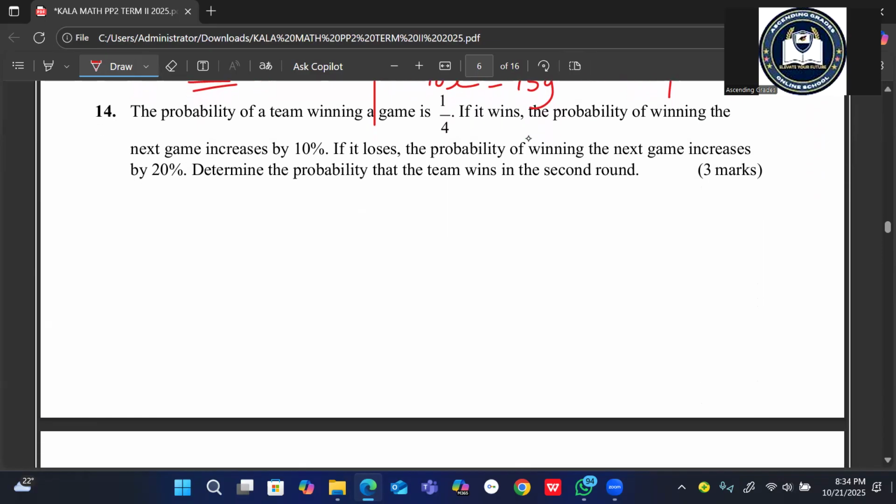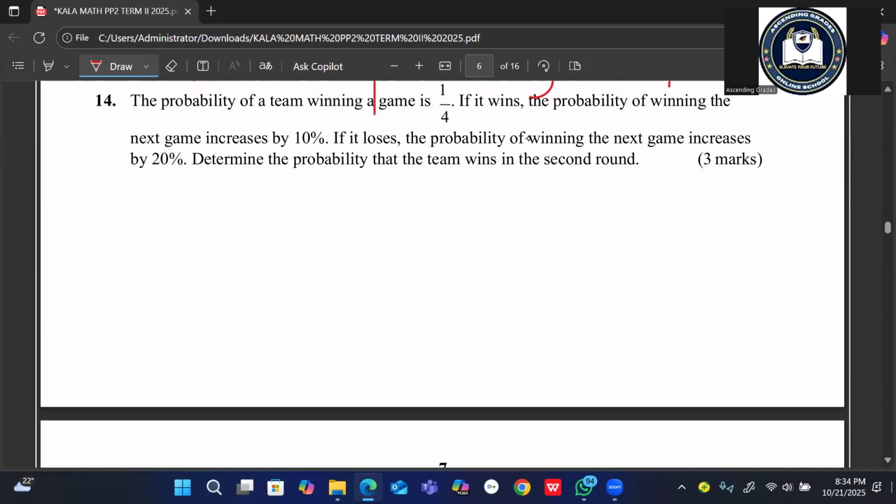The probability of a team winning a game is 1 over 4. If it wins, the probability of winning the next game increases by 10%. If it loses, the probability of winning the next game increases by 20%. Determine the probability that the team wins in the second round. So we can do this one using a probability tree diagram. The probability of winning is a quarter. This means the probability of losing is 1 minus a quarter, which gives you 3 quarters.